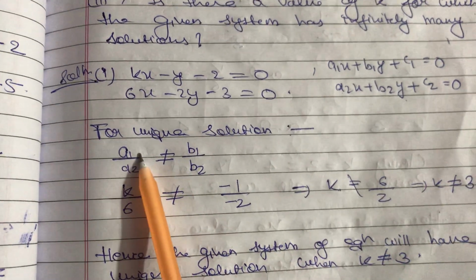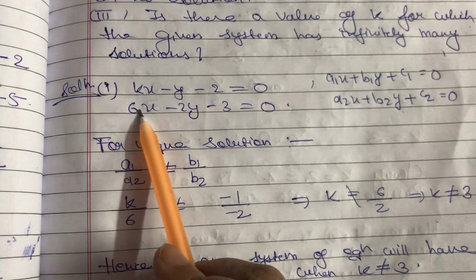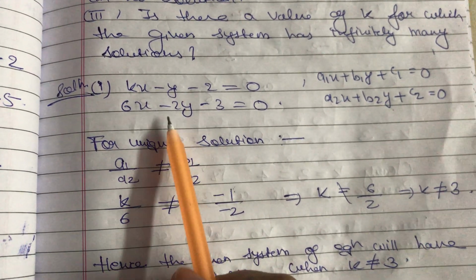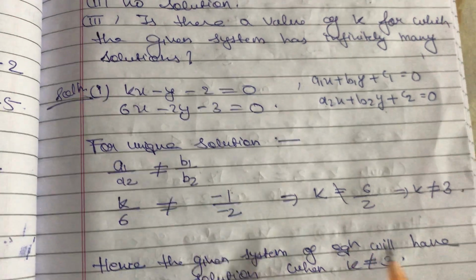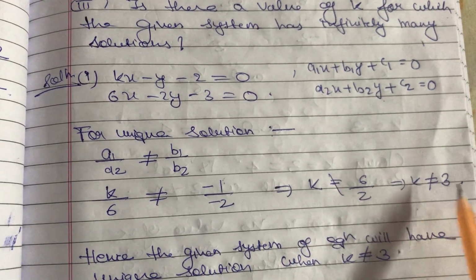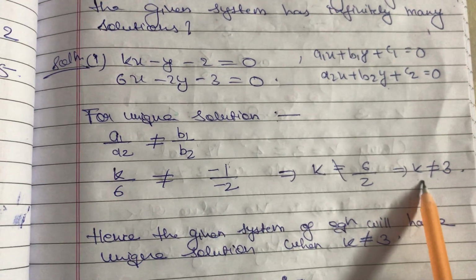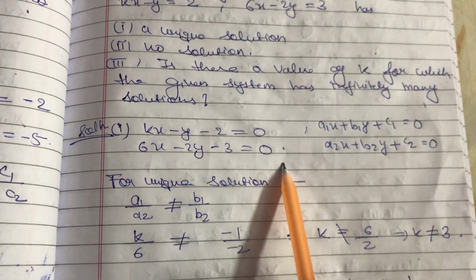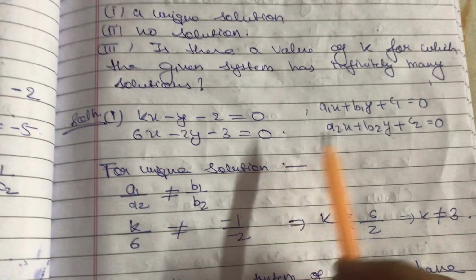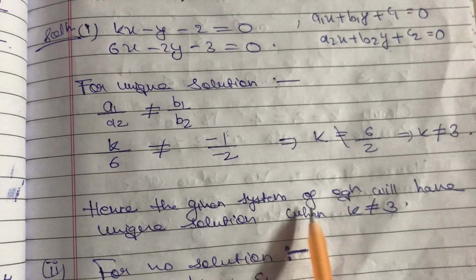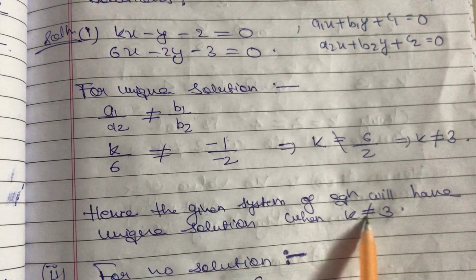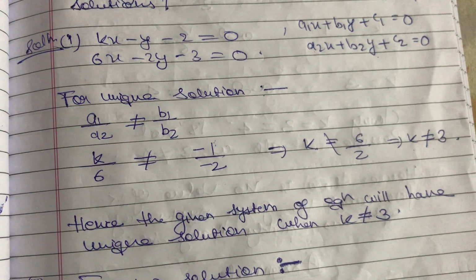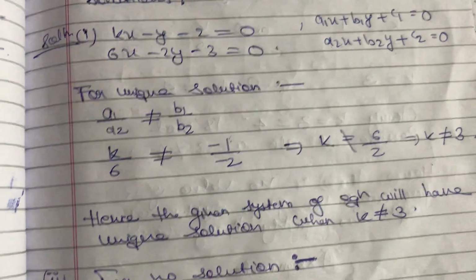So over here, in place of A1, what I'll write? k. In place of A2, 6, is not equal to B1, whose value is minus 1, and B2, whose value is minus 2. So I'll write minus 2. Minus minus will cancel out. So the value of k must not be equal to 3. The value of k can be anything, but it must not be equal to 3. Then in that case, the given pair of linear equations will have a unique solution. So the given system of equations will have a unique solution when k is not equal to 3.